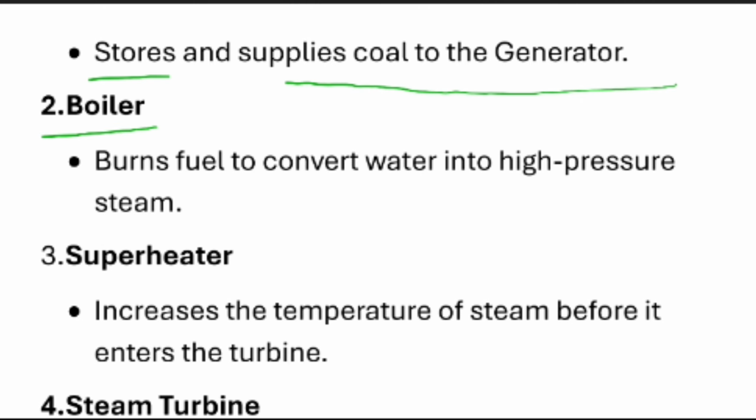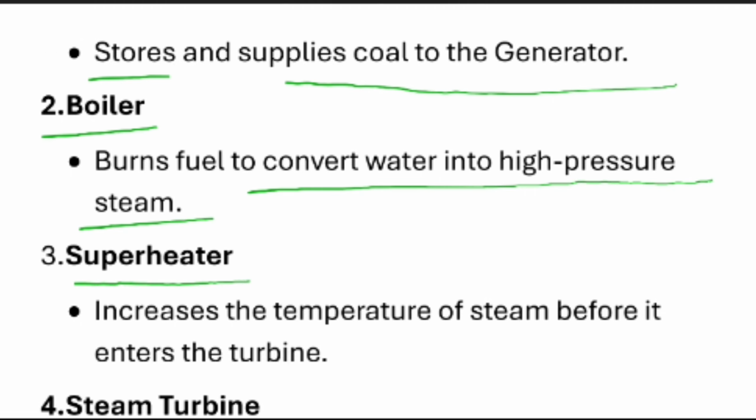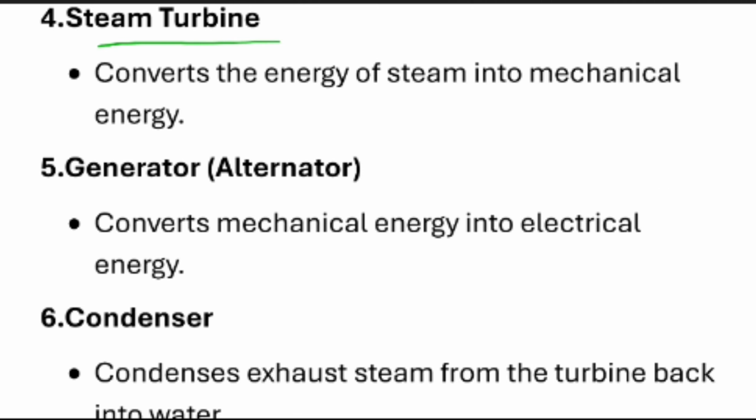Coming to the boiler, what it does is burn the fuel, converting water into high pressure steam. Next is the superheater. What it does is increase the temperature of the steam before entering into the turbine.